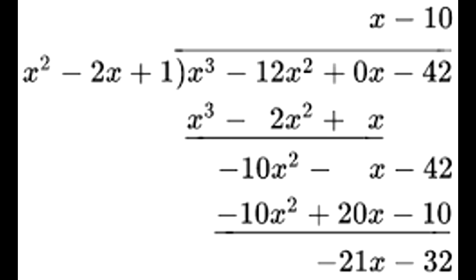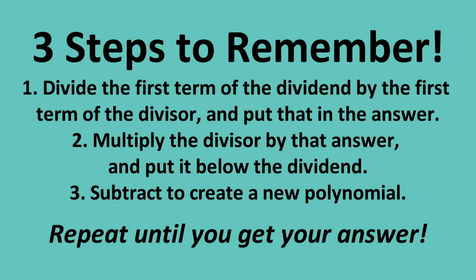Long division for polynomials is just similar to the long division for numbers, although it is quite a bit more complicated. It has only 3 steps that you should remember. First, divide the first term of the dividend by the first term of the divisor and put that in the answer. Second, multiply the divisor by that answer and put it below the dividend. Third, subtract to create a new polynomial. You just need to repeat all these 3 steps until you get your answer.